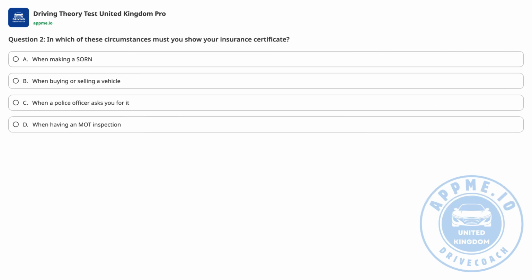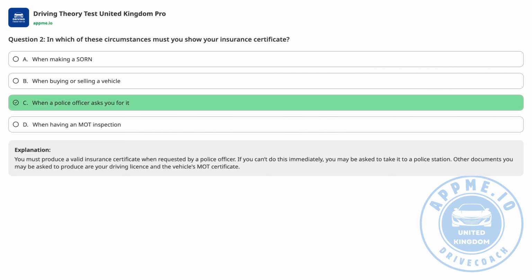Question 2. In which of these circumstances must you show your insurance certificate? A. When making a SORN. B. When buying or selling a vehicle. C. When a police officer asks you for it. D. When having an MOT inspection. The correct answer is C.